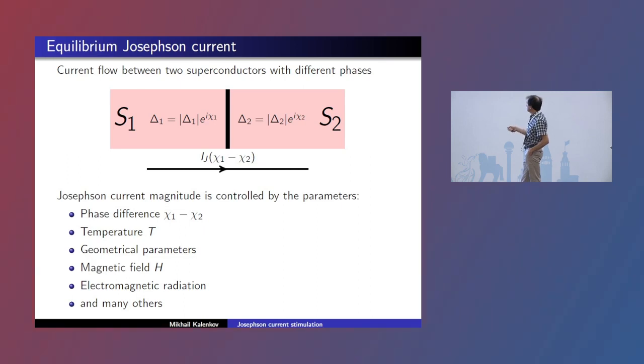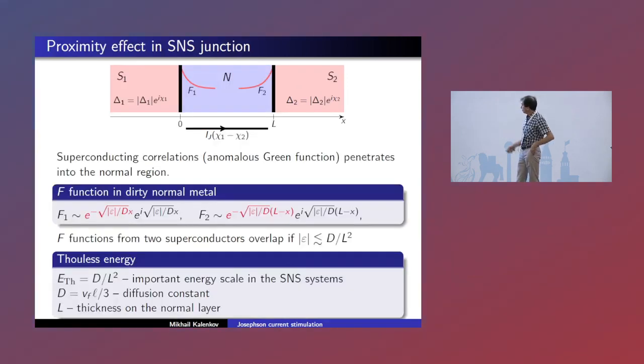For instance, we can make a constriction here or place different materials in between two superconductors. I will talk about the SNS structure when a piece of normal metal is placed between two superconductors. Then we know that due to proximity effect, superconducting correlations penetrate into the normal metal, and they decay exponentially if we go deep into the normal metal.